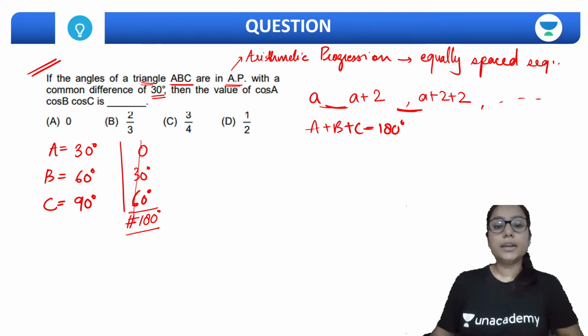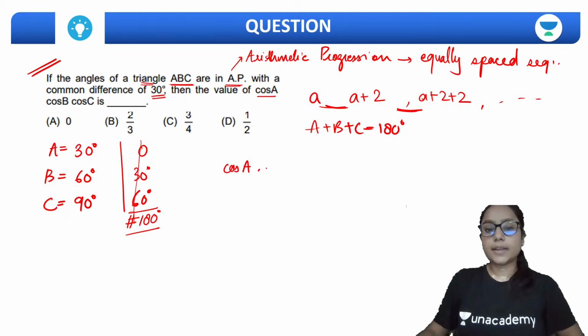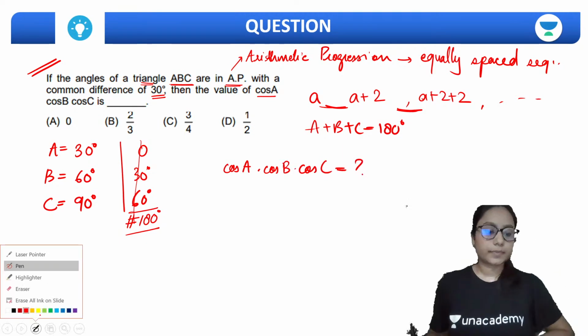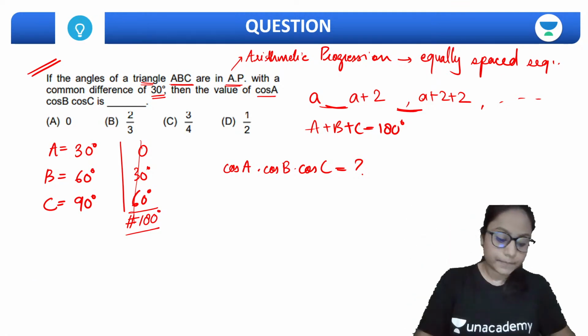Now, can you tell me what will be the value of cos A into cos B into cos C? What will be its value? Please try to find it. Calculate the values. Have you guys learned that table?